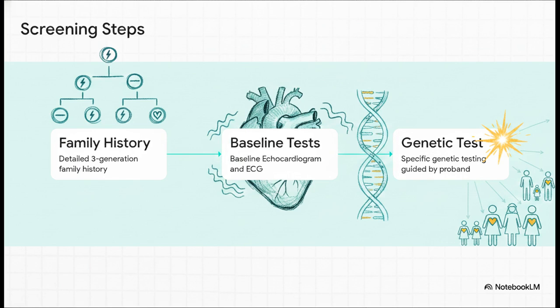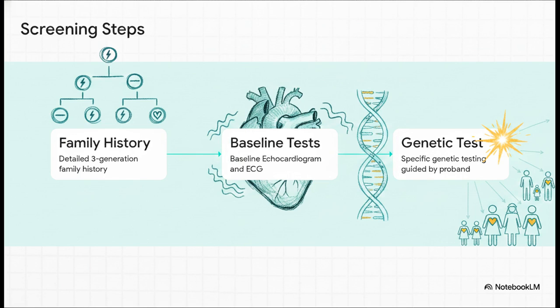Step 1. Take a detailed 3-generation family history. You're hunting for sudden unexplained deaths, pacemakers placed at a really young age, or early heart failure. Step 2. Get a baseline echocardiogram and ECG to look for structural and electrical clues. Step 3. Proceed to specific genetic testing, guided by the proband, which is the first affected family member you identify.